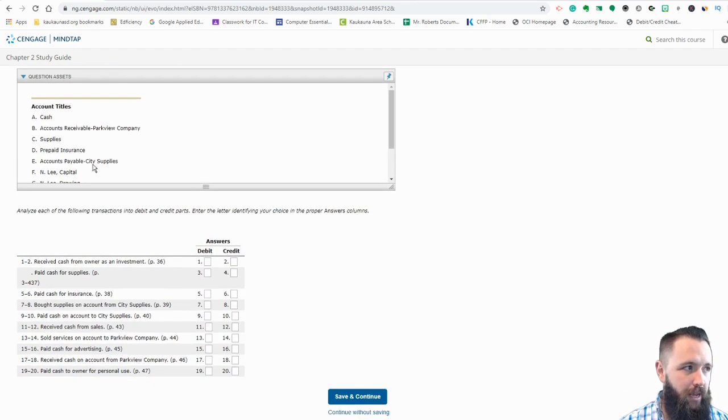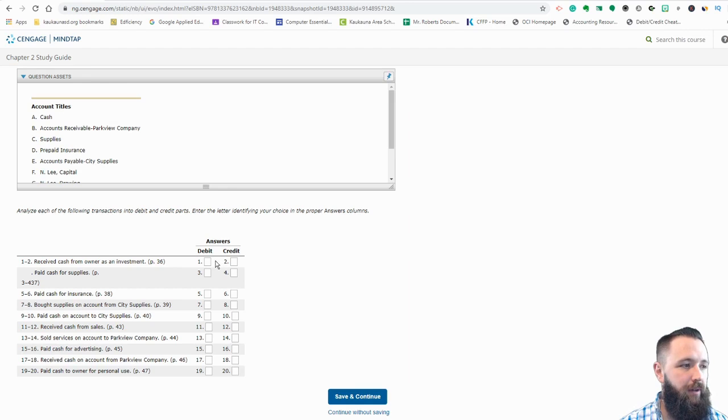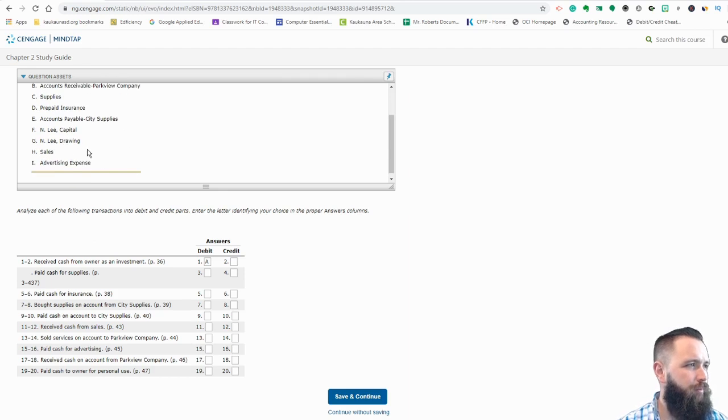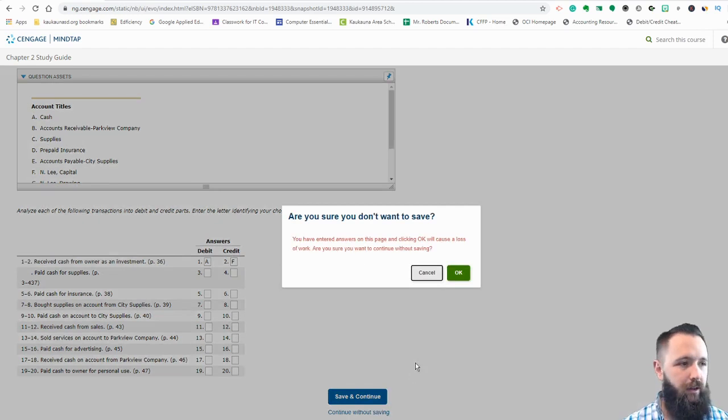There are different account titles, A, B, C, D, E, F, and G, H, and I. This one is like received cash from an owner as an investment. Well, what's going to be debited? Cash will be debited, right? And then what's going to be credited? Received cash from an owner as an investment, so Owner's Capital would be the account that would be credited. So then I'd put an F in here. That's really just how you do this section. That won't take you really long at all, I wouldn't think. Just looking at accounts.